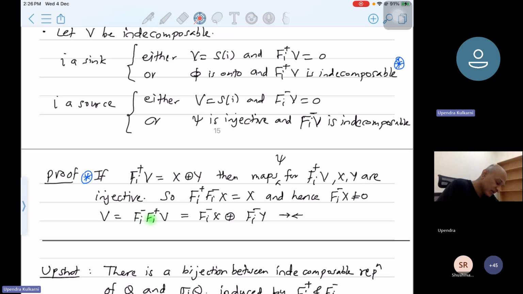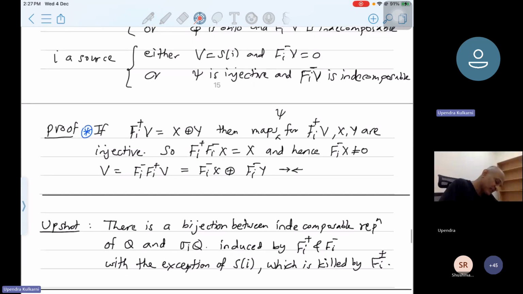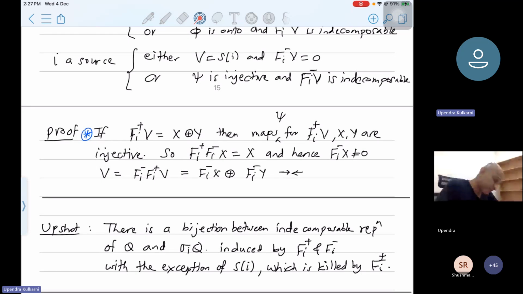But remember, this Fi minus Fi plus V is V itself, because I'm in this situation. So what did I obtain? If Fi plus V decomposed into a direct sum, then just by coming back by means of Fi minus, I will get a direct sum decomposition of V. And these are non-trivial, as we just observed, which is a contradiction. Okay. So something very interesting happened over here, and this is the upshot. So what are we saying?